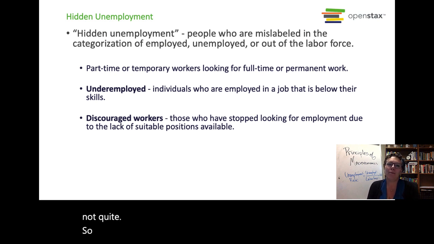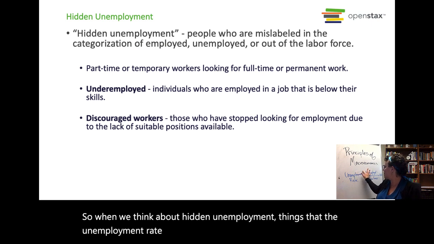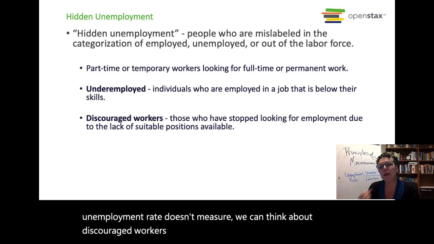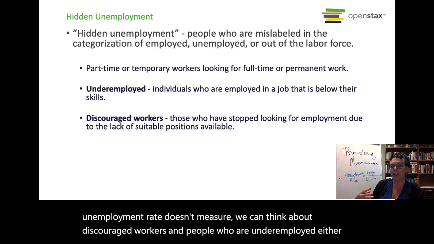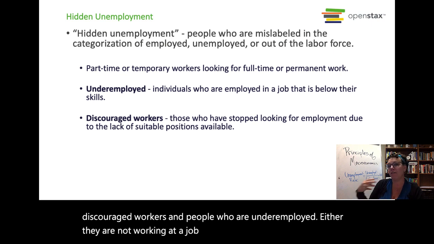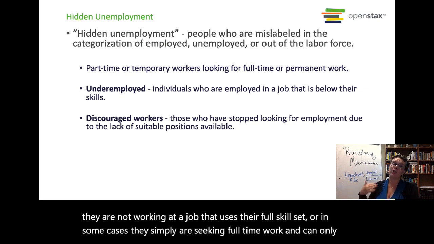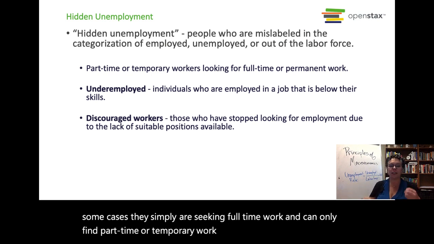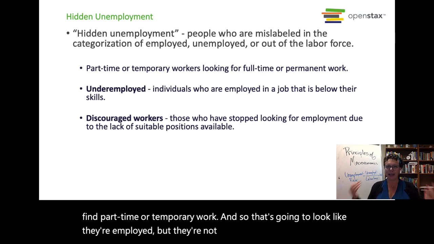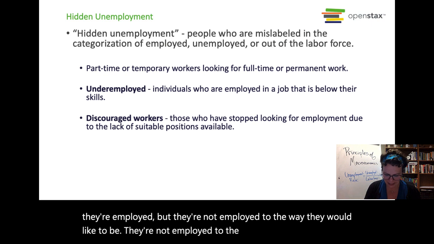So when we think about hidden unemployment, things that the unemployment rate doesn't measure, we can think about discouraged workers and people who are underemployed. Either they are not working at a job that uses their full skill set, or in some cases, they simply are seeking full-time work and can only find part-time or temporary work. And so that's going to look like they're employed, but they're not employed to the capacity they'd like to be.